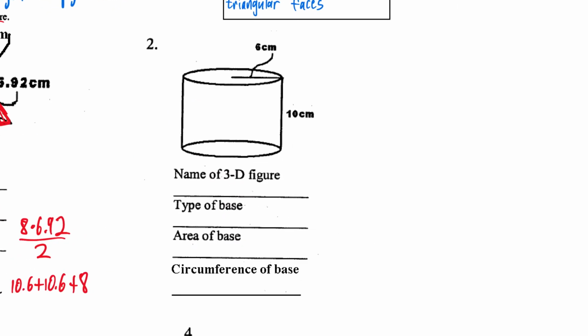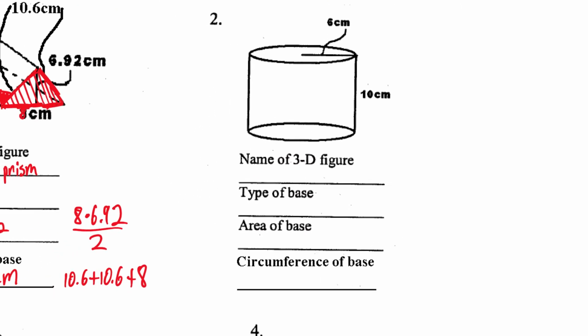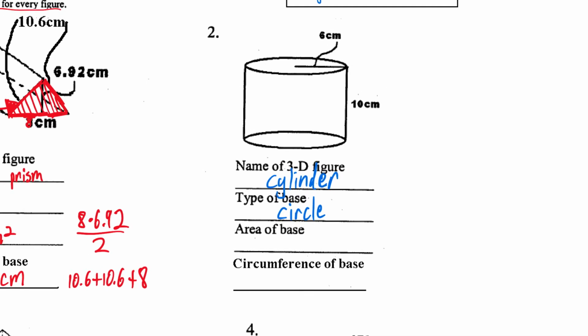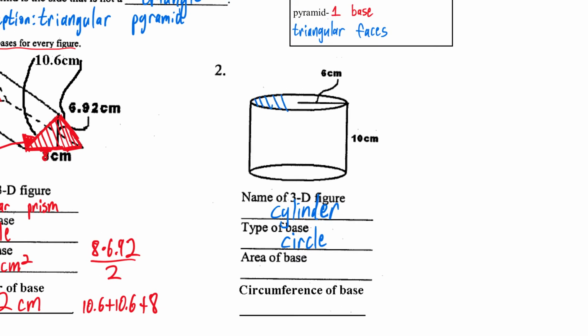Okay, number 2, what type of 3D figure is this? Cylinder. Okay, good. So, yep, this is a cylinder. What shape is its base? Circle. Okay, how do you find the area? Oh, let's go ahead and shade those in. So here's the bases. How do we find the area of that type of base?